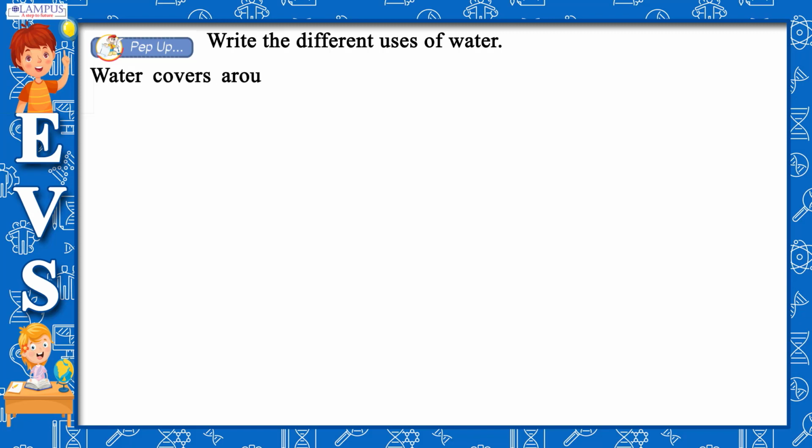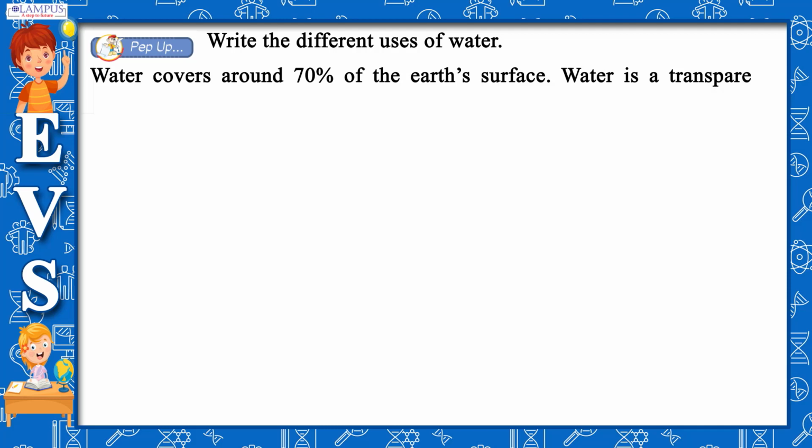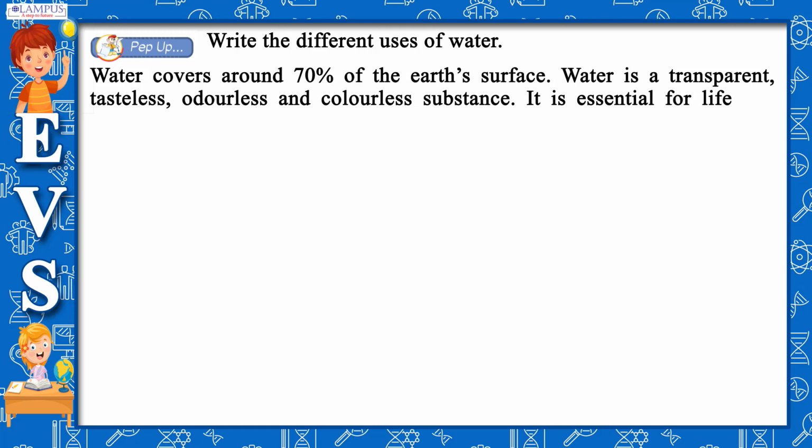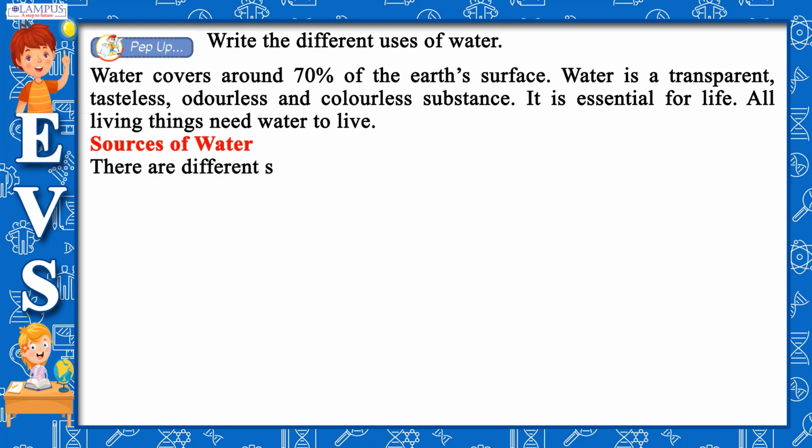Water covers around 70% of the Earth's surface. Water is a transparent, tasteless, odorless and colorless substance. It is essential for life. All living things need water to live. Sources of water. There are different sources of water on the earth.